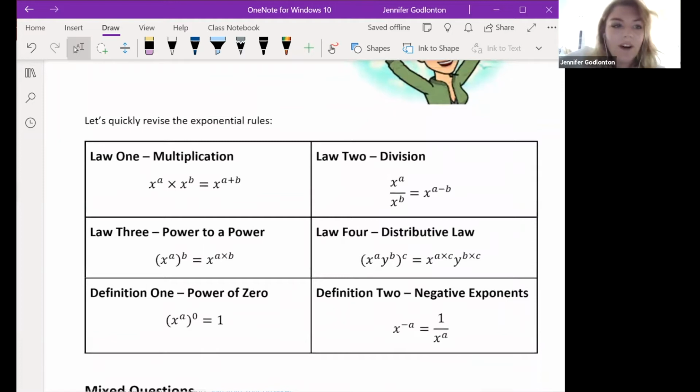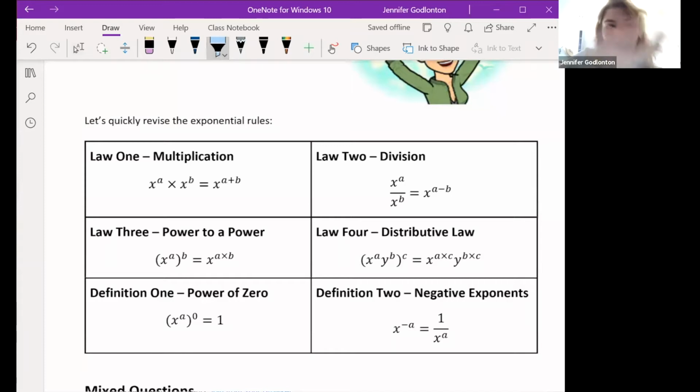Okay, so what I've got here is just a quick summary of all of our different exponent rules. We're going to chat about them very briefly, and then we're going to look at a whole bunch of different examples. We'll see what we can get through. We'll try and do as many as we can, but please ask questions if there's anything you are confused about.